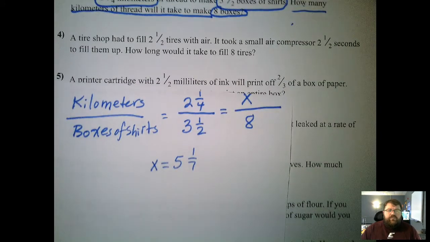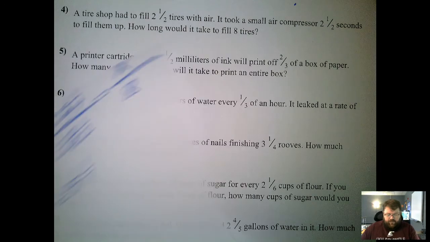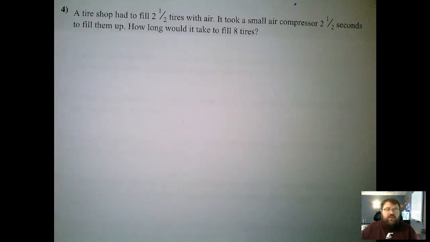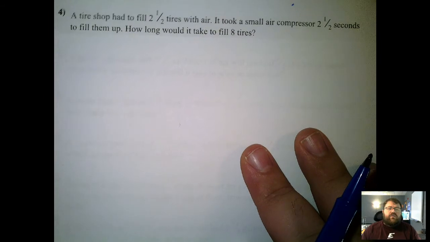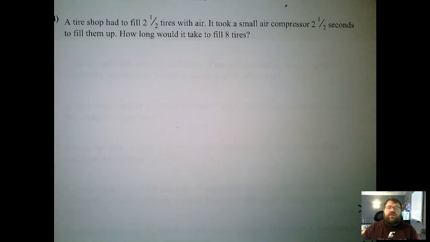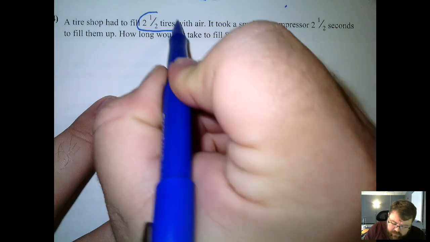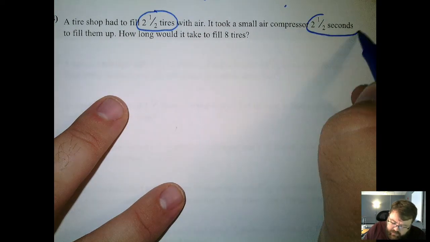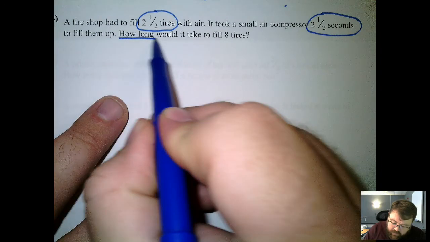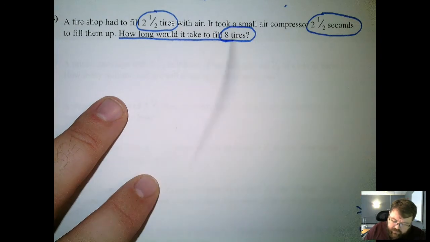Number 4 says, a tire shop had to fill 2½ tires with air. It took a small air compressor 2½ seconds to fill them up. How long would it take to fill 8 tires? Pause the video, set it up, answer the question. Alright, so we have 2½ tires, 2½ seconds. How long would it take to fill 8 tires?